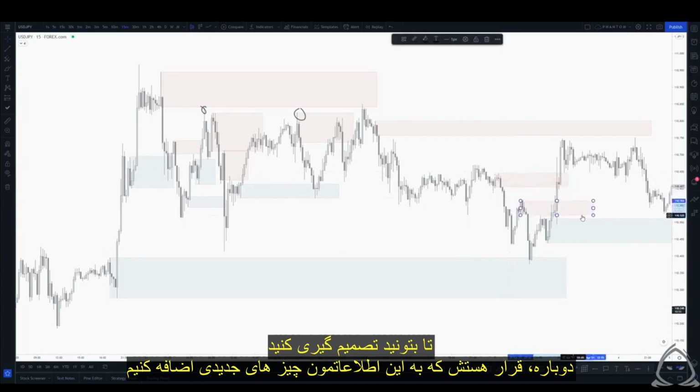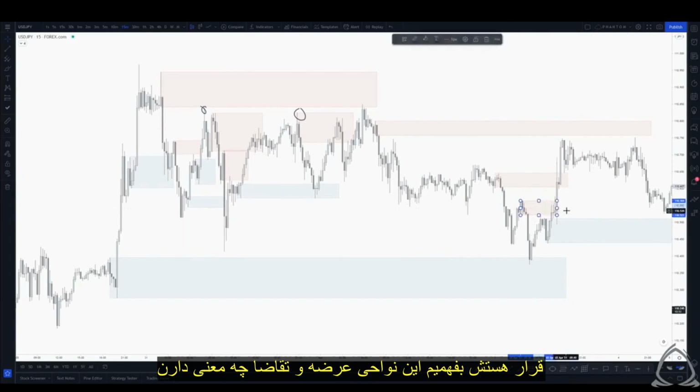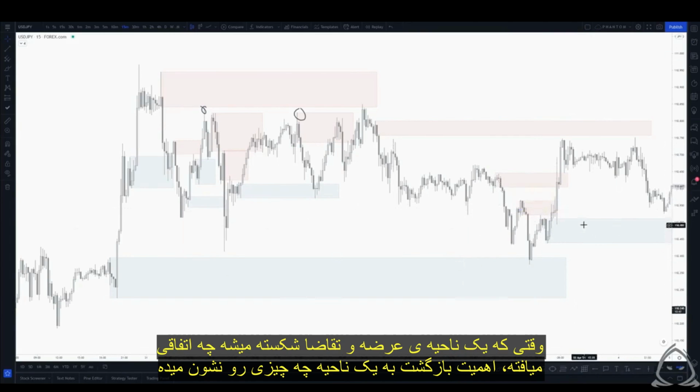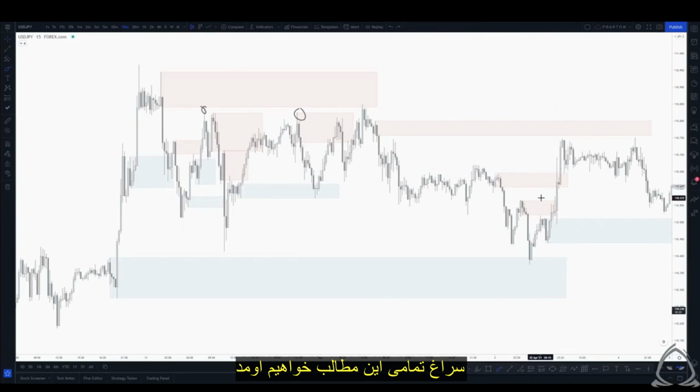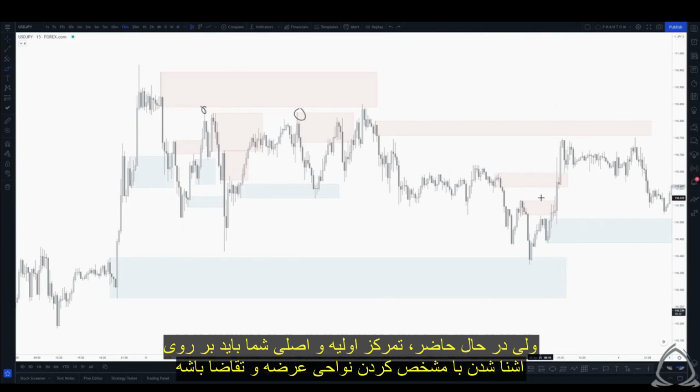Again, we're going to build on this sort of knowledge. We're going to be able to understand what these supply and demand zones mean, what happens when a supply zone is broken or when a demand zone is broken, what the significance of a return back to a zone may imply. All of these building blocks we're going to build on, but at this point, the main and primary focus you should be having is just getting comfortable mapping out supply and demand zones.